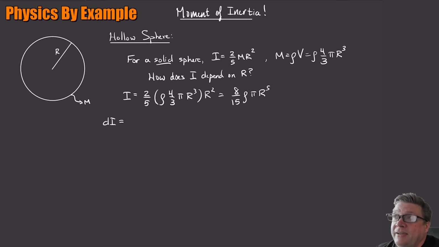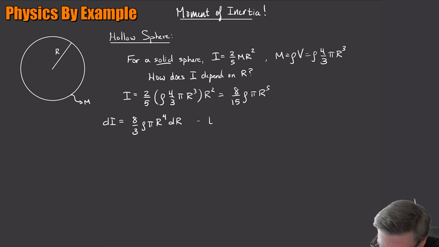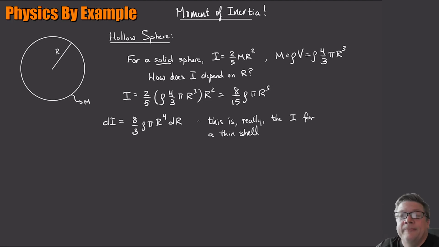So this is going to be 5 times 8 over 15, which is 8/3 rho pi r to the 4th times dr. So if I change r a little bit, if I have a slightly bigger sphere, then I'm going to get a little bit more moment of inertia, right? That's the amount of moment of inertia that I've added by going to a slightly larger sphere. But if I take away the sphere that was already there, this is the extra little bit of I I get for a thin shell. This is what I want. That expression really is the I for the amount that I've expanded the sphere a little bit.